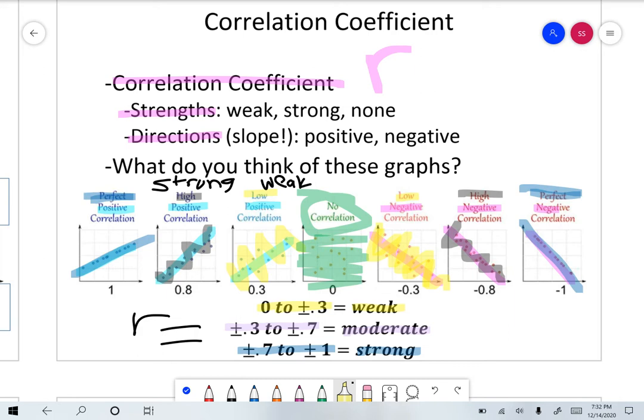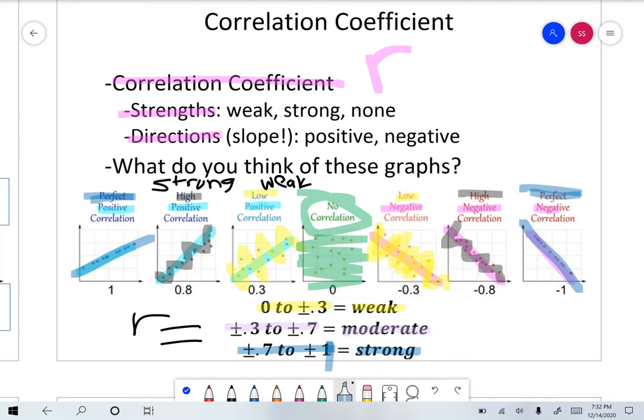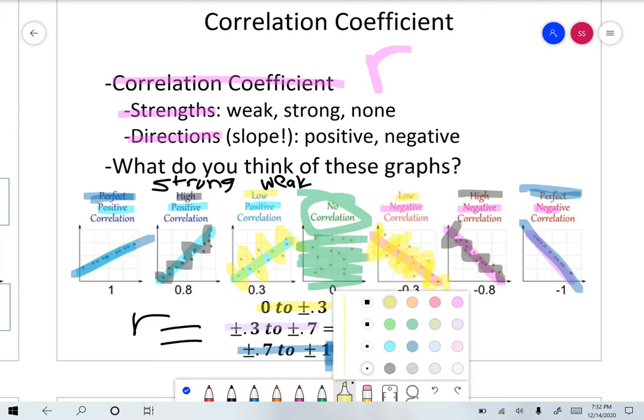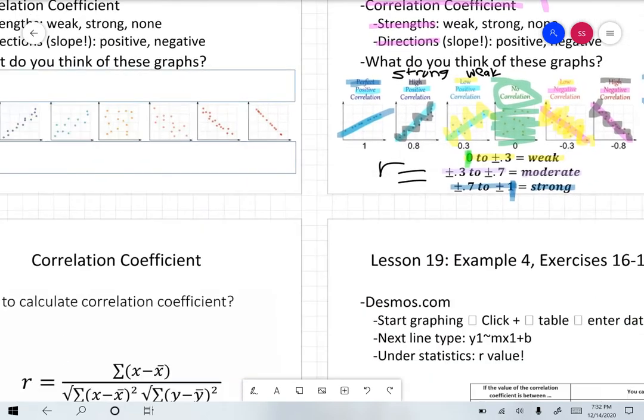positive or negative. And really, positive or negative one would be totally perfect. And 0 would mean absolutely no relationship whatsoever. So again, this is a very good rule of thumb. And we'll get into how this helps us in just a minute.